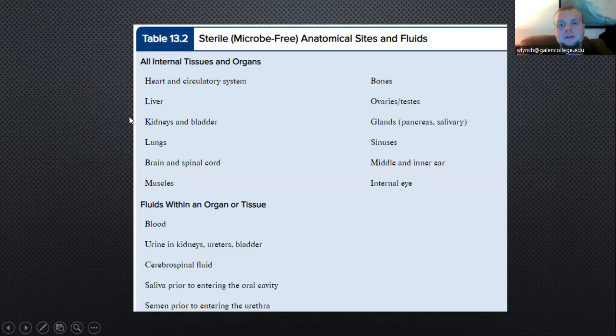Places where this should not be happening, right? Areas of the body where there are no microbes, there are no bacteria, nothing that doesn't belong inside of your body. So places like the heart, the liver, the lungs, the kidneys, the brain, musculature, fluids, okay, blood, urine in the kidneys and bladder, CSF, cerebrospinal fluid, bones, ovaries, gonads, sinuses, middle and inner ear, and the internal eye. These are all areas that are microbe free. They are sterile.